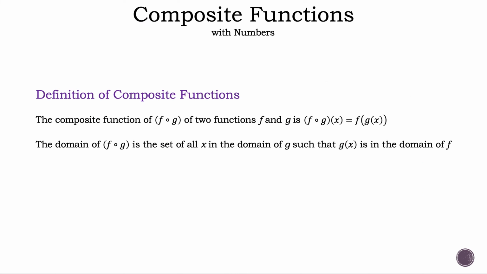Now, let's take a look at the definition of composite functions. A composite function of two functions f and g is f of g of x, which is equal to f of g of x. The domain of f of g is the set of all x in the domain of g, such that g of x is in the domain of f.